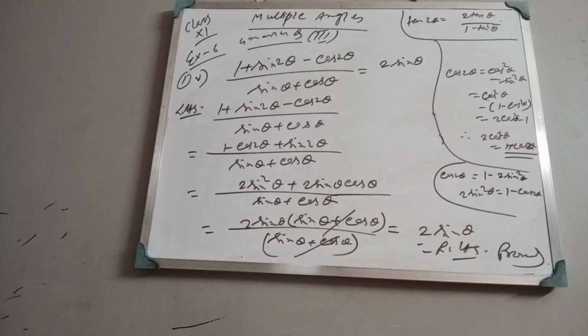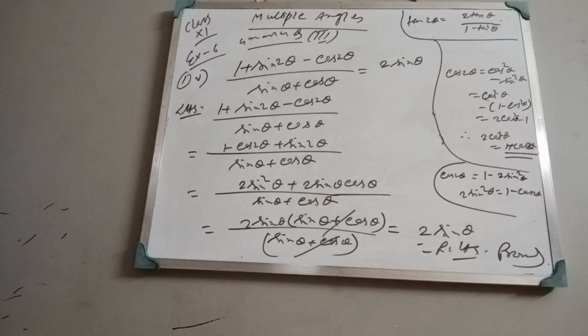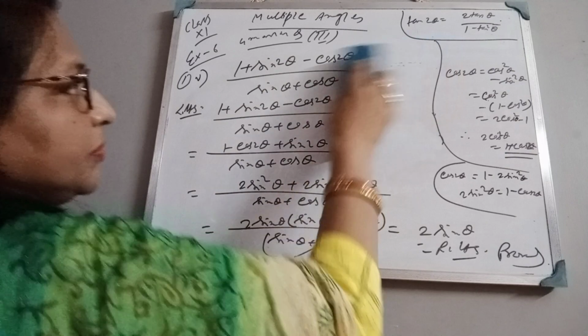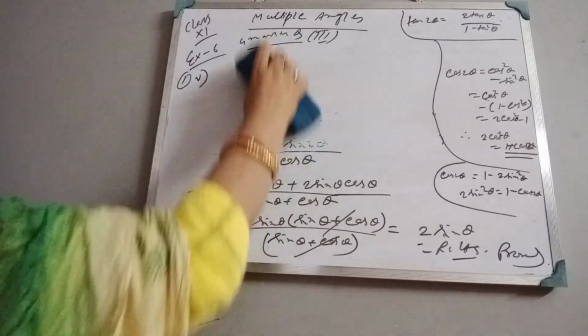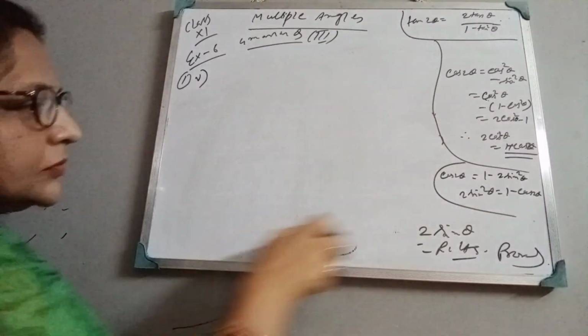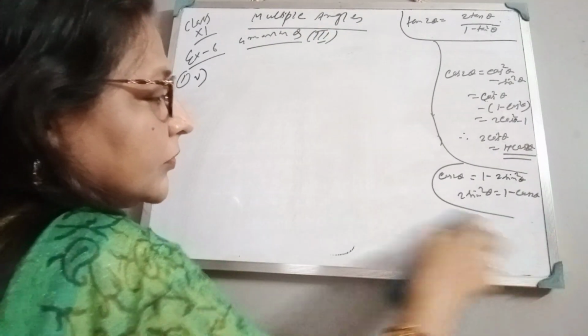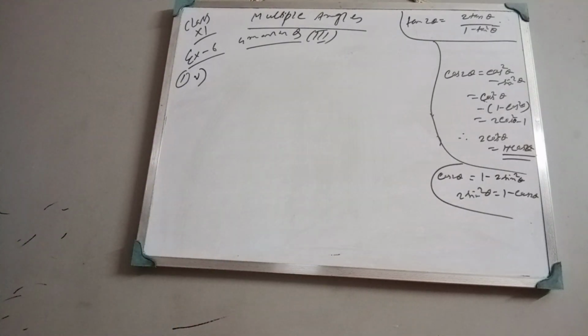Next is sum number 7. 5 after 5 is sum number 7. I think now it is clear. Let me rub the book. What did I say? Sum number 7.